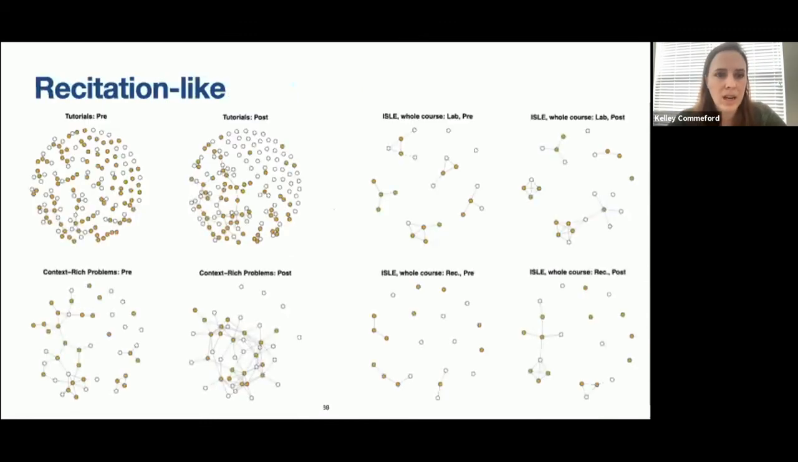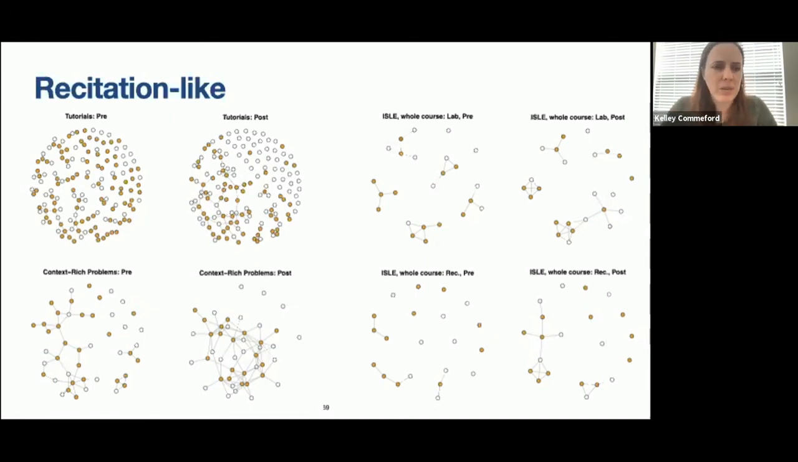We can then also look at our recitation-like environments. Context-rich problems showed a higher increase in average degree, while the similar courses that latent profile analysis bunched them with didn't. So context-rich problems had similar group sizes compared to tutorials and IO. But if we compare these networks, tutorials really keeps that group structure, so does IO, whereas context-rich problems ends up being a very compact class-wide network.